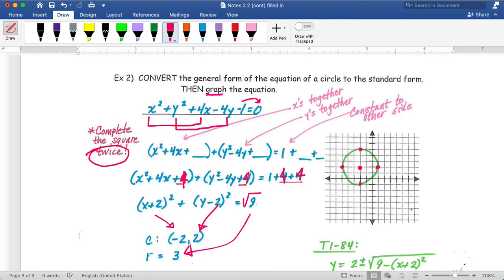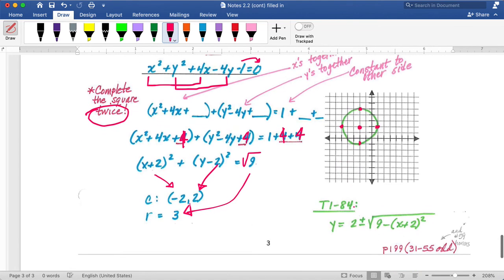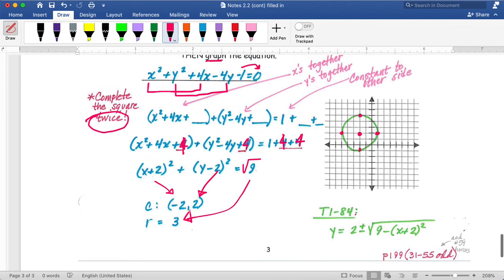You can check this on the TI-84. Remember, you cannot use the TI-84 to do the work for you. This is going to be the work, and I'm going to know you know what you're doing by showing me the work. But on the TI-84, you can see if you're in the correct quadrant, if the circle should be large, if it should be small.